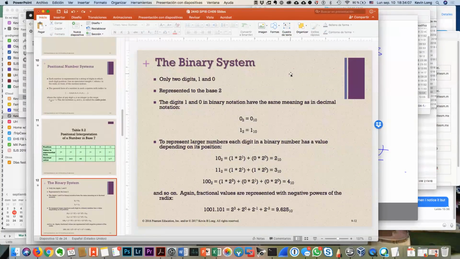Only two digits, 1 and 0. And they have the same meaning as they do in decimal. 0 means nothing, 1 means 1. So that's awfully handy. We can still use the same two Arabic numerals again. To represent larger numbers, we just follow the same rule. We take whatever the value is, it's only ever going to be a 0 or a 1, times 2, because that's our base, to the power of whatever the position is.